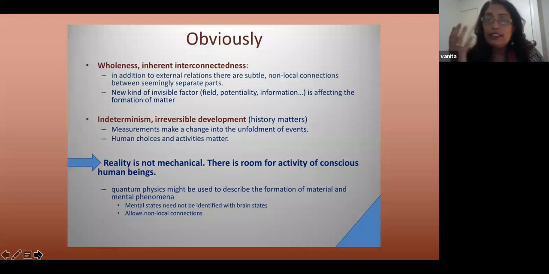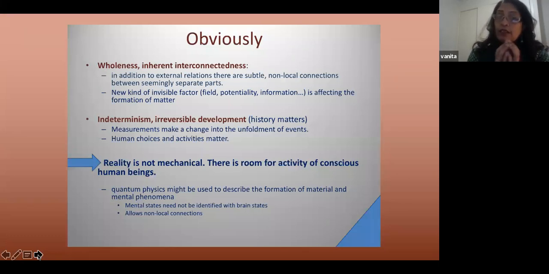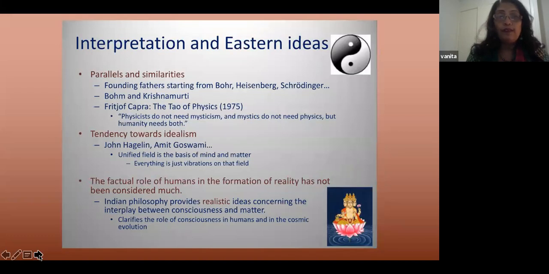So the reality is not mechanical. There is room for the activity of conscious human beings. Quantum physics might be used to describe the formation of material and mental phenomena. The mental states need not be identified with brain states, because your brain could be in a different state than your actual mental state. So it allows non-local connections, parallels, interpretation, and Eastern ideas.